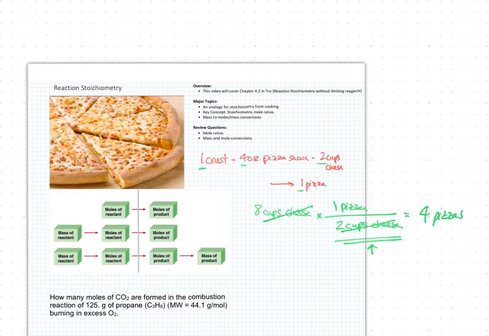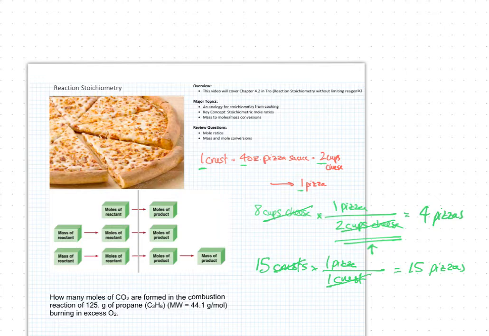All right, we can do this with any relationship. We can say, what if we have 15 crusts? That's easy. 1 pizza for every 1 crust. Crust cancels crust. We have 15 pizzas possible.